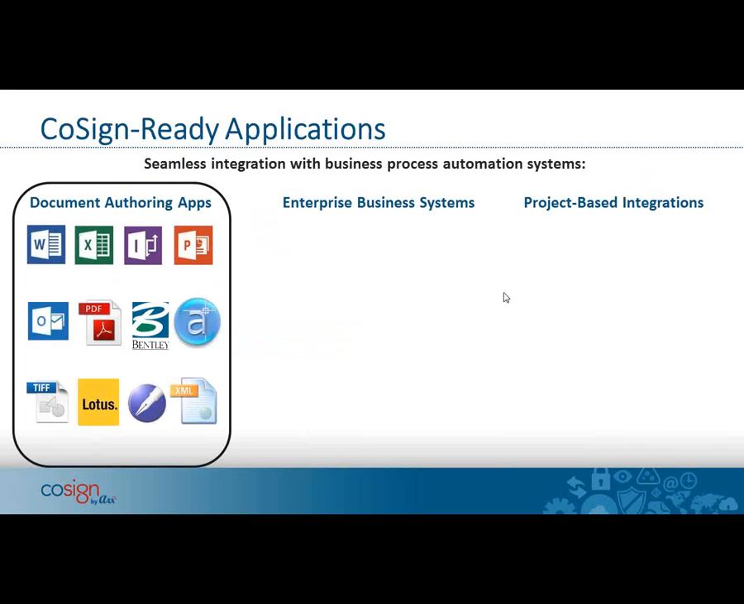Okay, so moving right along, we're going to get into some demos very shortly here. But to sum it up, with Cosign, we can sign your Word, your Excel, if you use InfoPath, that's PowerPoint. But PDFs primarily, or any format that you can print, we can convert it to PDF on the fly with our tool and then sign off on it very easily.